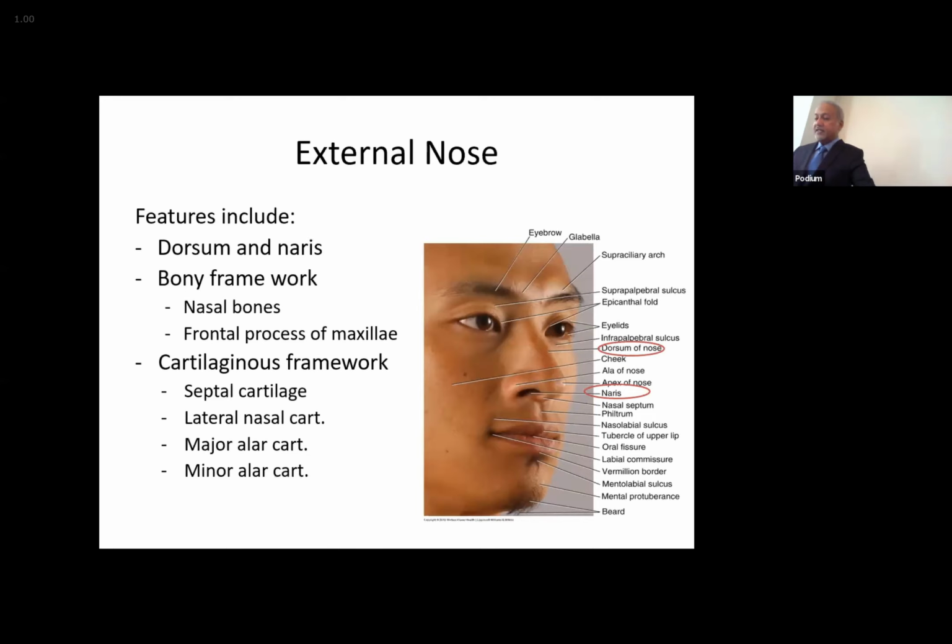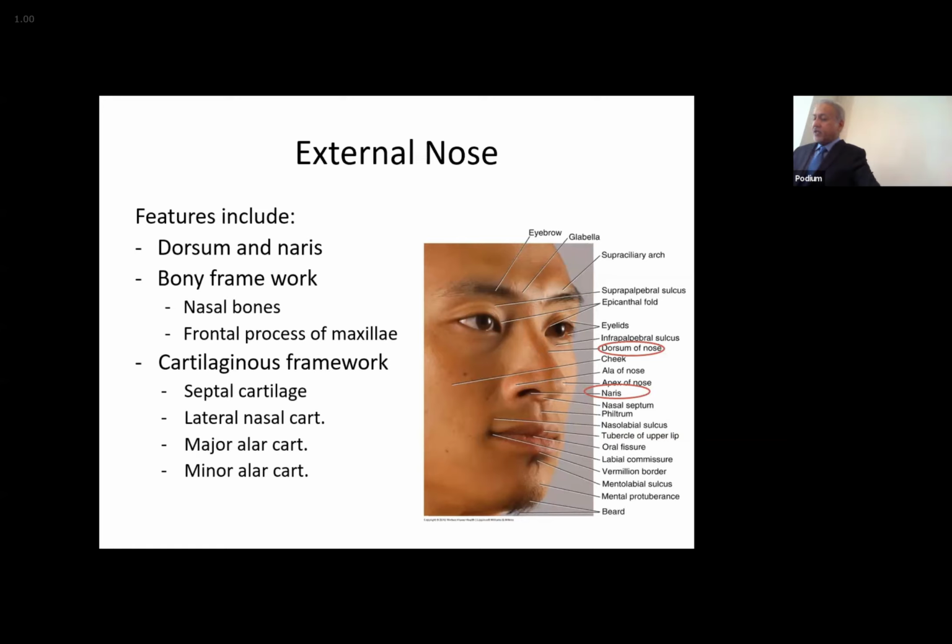Alright, now what we see here today, we will start with the external nose first and look at some of the features of the external nose. Then we will look at the nasal cavity inside, and the features of the nasal cavity. Now we have the dorsum of the nose. Remember that in yesterday's lecture we talked about different regions. So this is the dorsum of the nose, this is the root of the nose, and this is the apex of the nose.